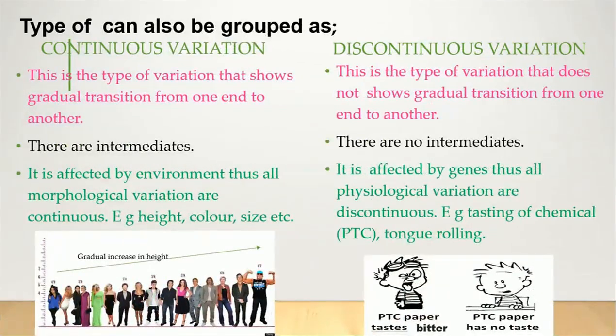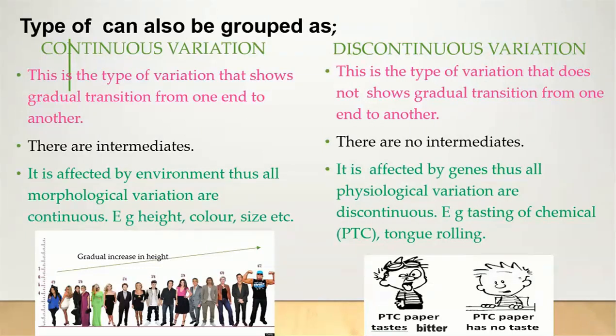Types of variation can also be looked at in terms of continuous and discontinuous variation. However, note that the main types of variation are morphological and physiological variation. So what is continuous variation? This is a type of variation that shows gradual transition from one end to another, from one extreme to another.